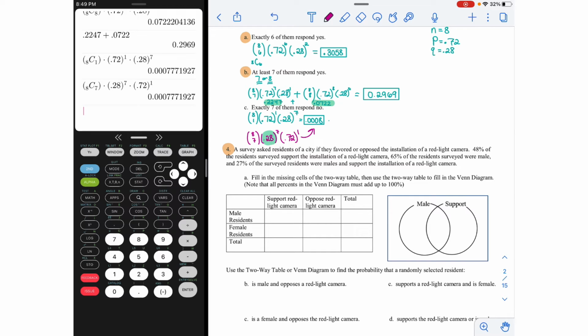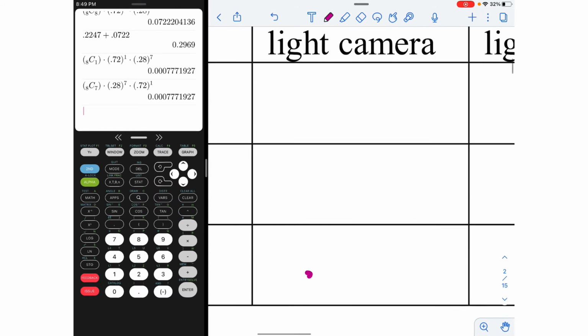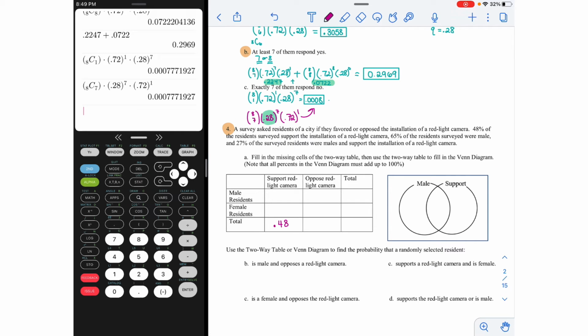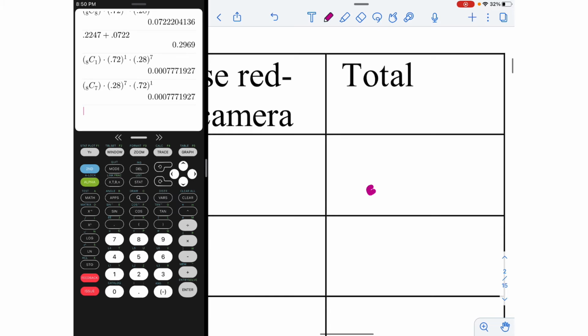So there's a lot to kind of unpack here, and to do that and make a Venn diagram, we're going to use this chart. So here's what we do know. We know that 48% support the red light camera. Okay, 48% support. All right. Now, 65% of the residents surveyed were male. All right. So the total amount of males were 65%.